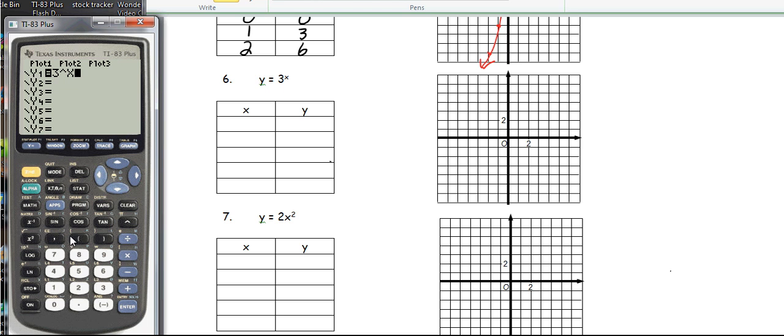And then we're going to put in our variable x. And then we're going to go to second graph and look at our table. I want to see -2, -1, 0, 1, and 2.